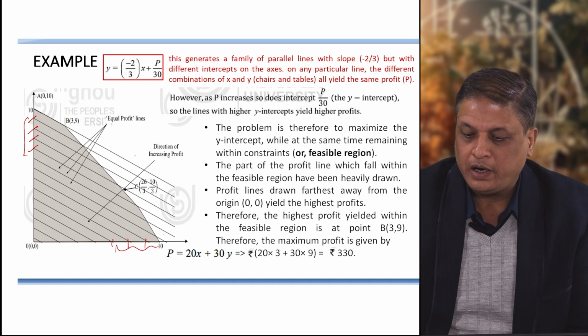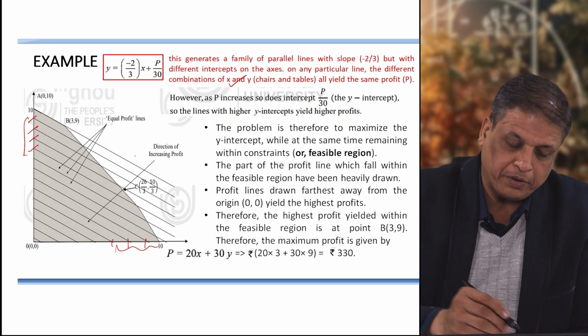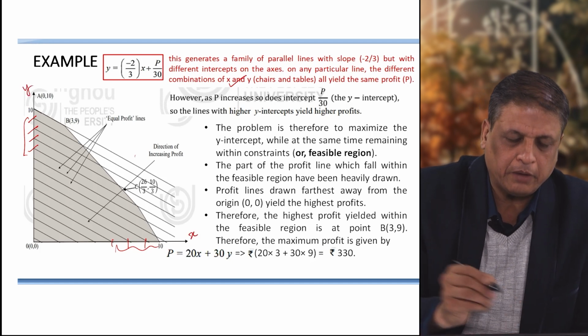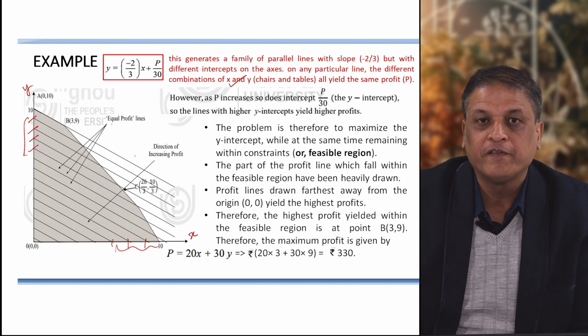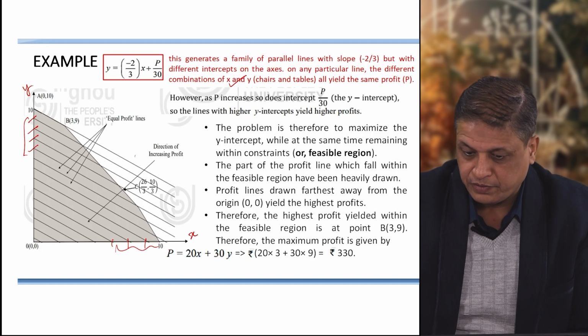So now for any particular line, we are having different combinations of x and y. That means x are the chairs and y are the tables. So for every line we are having a different combination of x and y. Now which combination of x and y will maximize the profits?